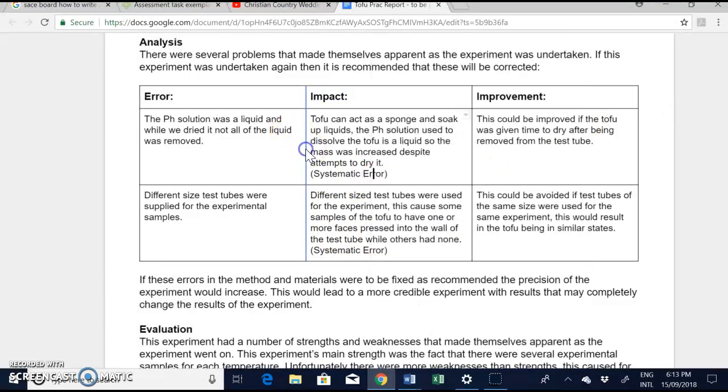Is this really a systematic error? No, because it's happening in different ways in the different trials. Sure, it does happen in every trial, but in different ways. So therefore, it's not a systematic error because it's not happening in the same way in every trial. Okay, so again, this is not a systematic error, it's a random error.